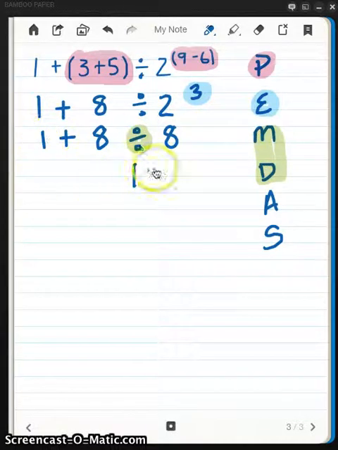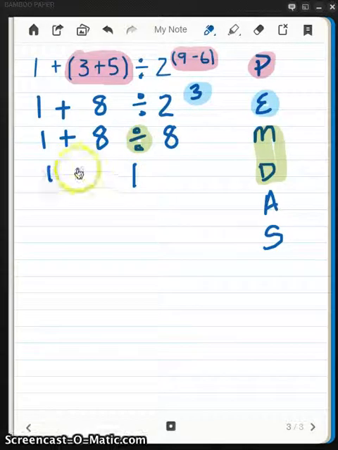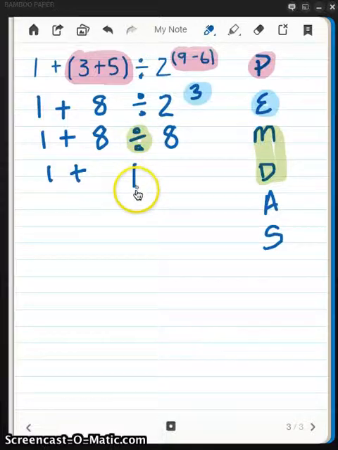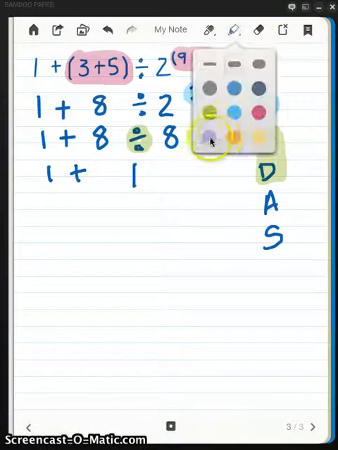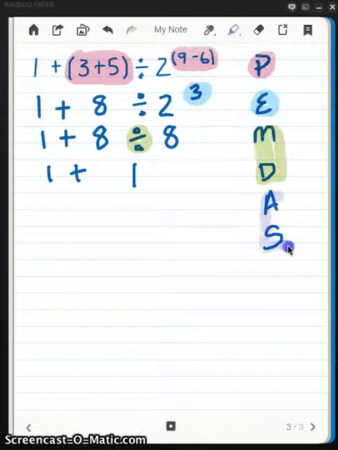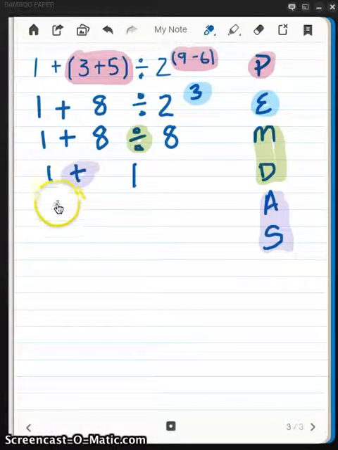Since we don't have any more multiplication or division operations, let's go ahead and rewrite the rest of the equation. 1 plus the division that we have calculated. Our last operation that we want to worry about is addition and subtraction. We have only addition, we don't have to worry about subtraction, and so let's go ahead and take care of this. The sum of 1 and 1 is 2.